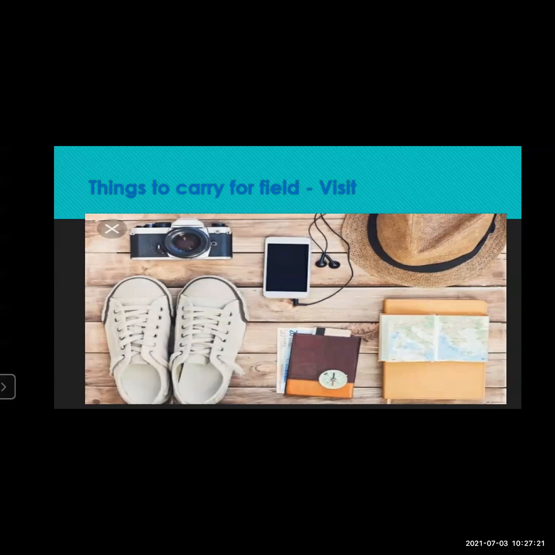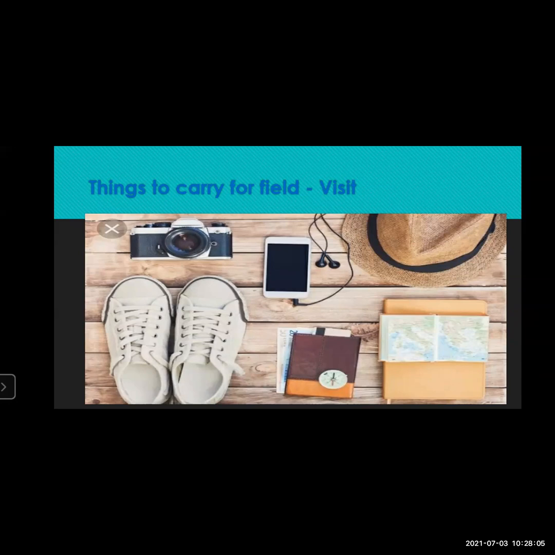Now, what things are you going to carry for the field visit? Of course, you're going to carry the things which are necessary for you. Here on the screen, you can see the camera is there, the mobile phones are there, the hat is there, the diary is there, the map is there, the compass is there. Of course, the shoes are also there. So what things you are going to carry for the field visit is also there in your textbook. That is on the last page, student. That is page number 7. You can see here what things you are going to carry for the field visit.